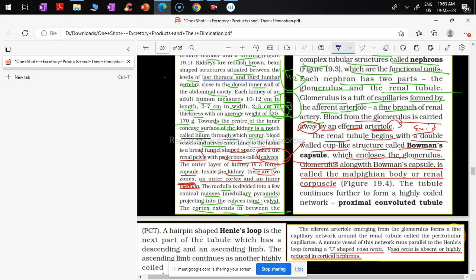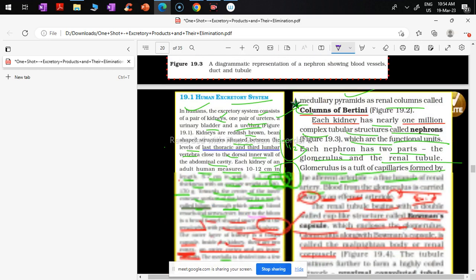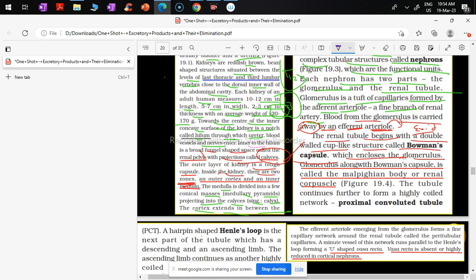See, in the diagram there is a Bowman's capsule. Inside the Bowman's capsule there is a glomerulus. We will collectively give a term to these two structures in combination. When I'm saying glomerulus plus Bowman's capsule, I will call it the Malpighian body, or its another name is renal corpuscle. Renal corpuscle.